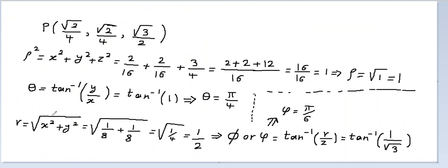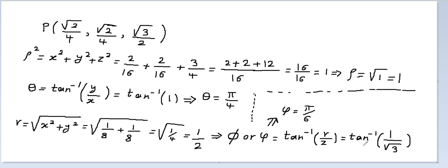So first we have to calculate r. R is the square root of x squared plus y squared. You can see here, x squared is this, so 1 over 8, plus y squared is this, 1 over 8. So we have 2 over 8, which is the root of 1/4, which is 1/2. Now, phi, as I said, you can denote this phi by this or by this, it doesn't matter. Phi equals tangent inverse of r over z. Okay, so the tangent inverse of r over z you can calculate will be 1 over the square root of 3.